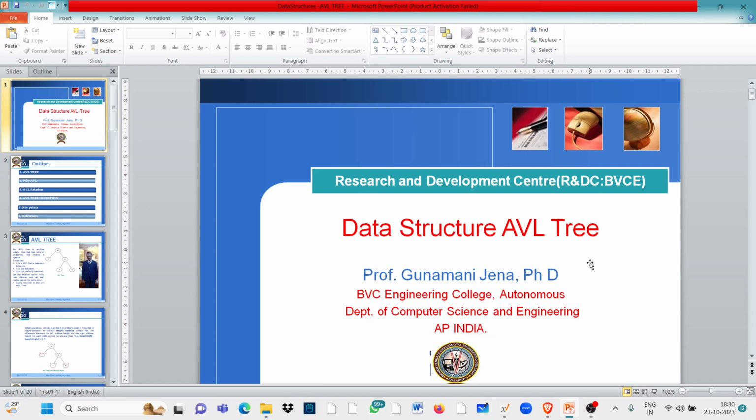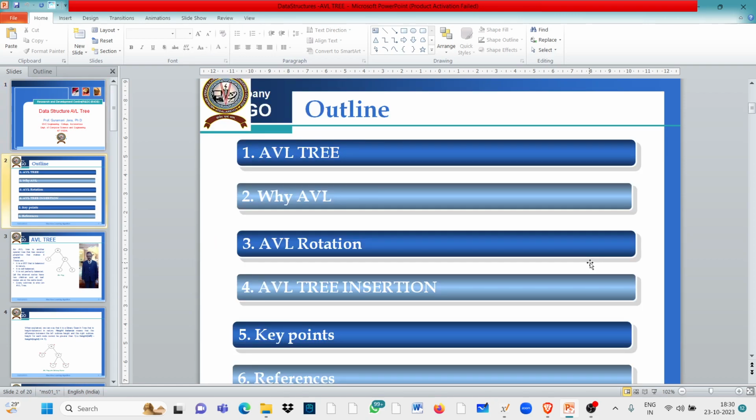Today's data structure class will be covering the AVL tree. This is the outline: what is the AVL tree and why we go for this AVL tree, the different rotations that will be applied there, the AVL tree insertion, deletion, some key points and references.